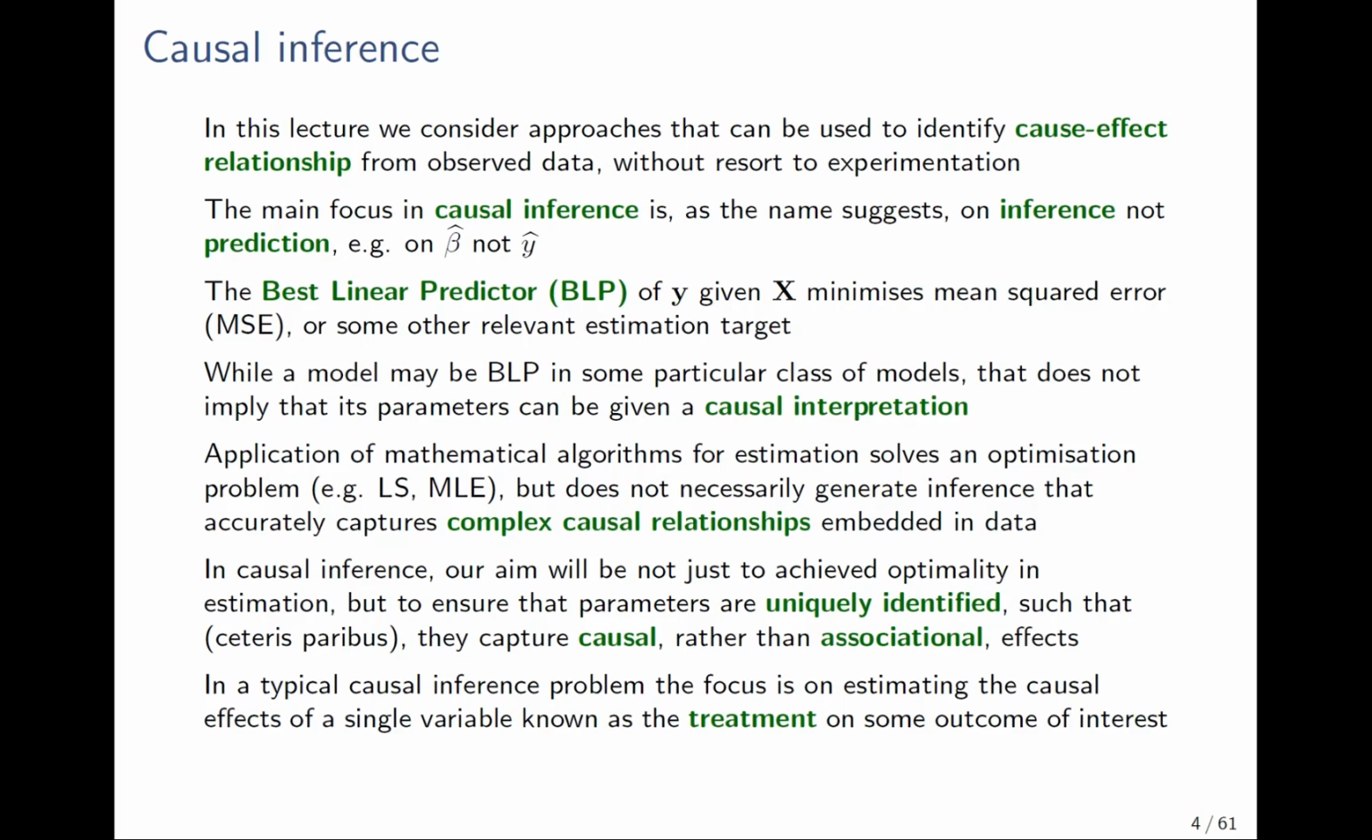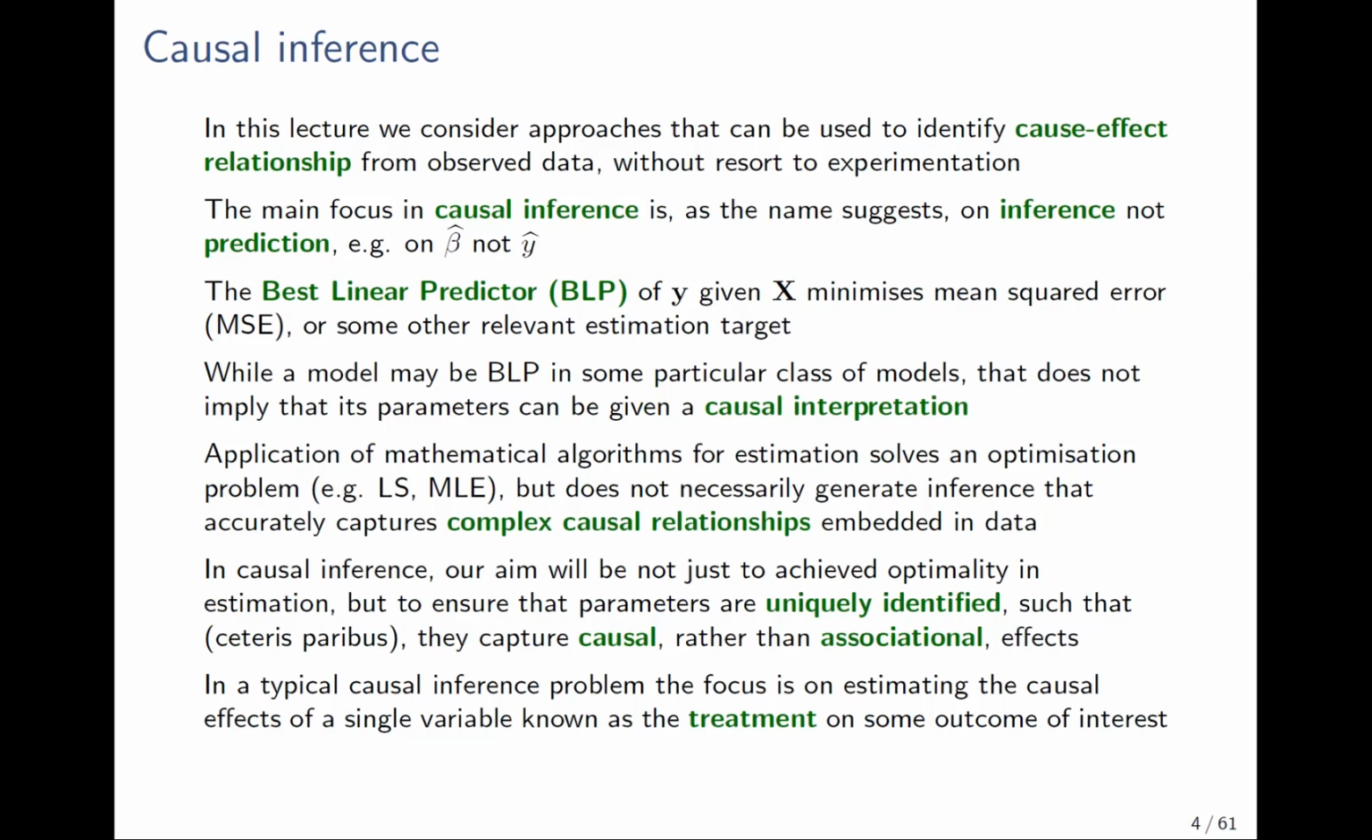The main focus in causal inference, as the name suggests, is on inference. It's not on prediction. So in this lecture, we're not really interested in fitted values y hat. We're very much interested in fitted parameters beta. We're interested in identifying these parameters. We're going to use that word identification.